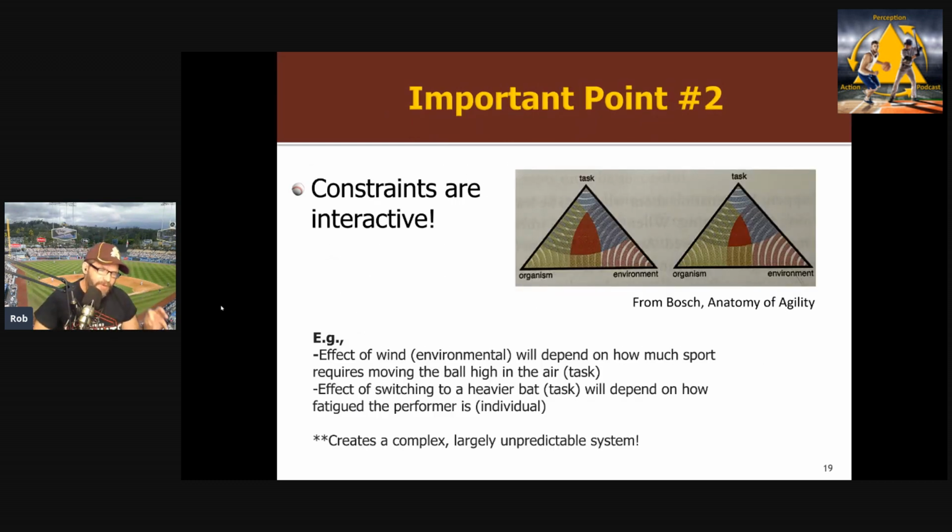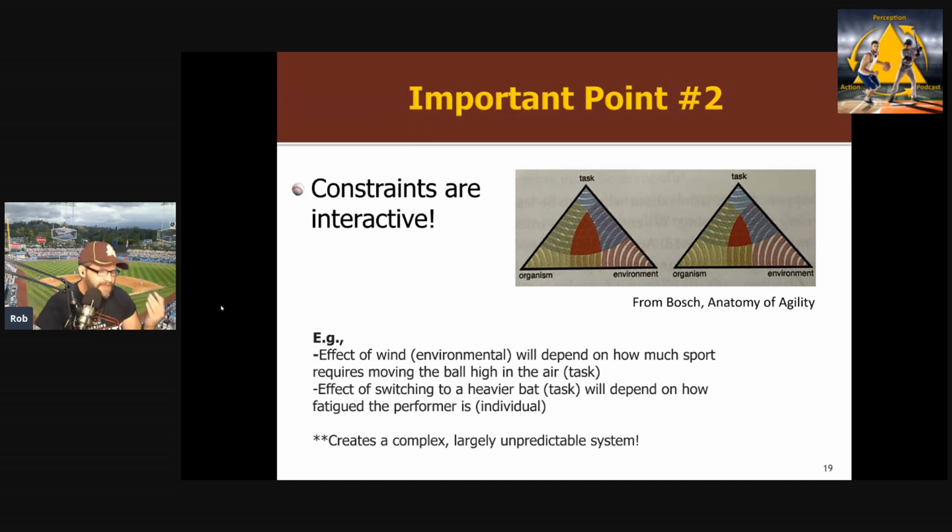Another critical point to understand about constraints, and for this I'm using a really nice figure I like from Franz Bosch from his book, is the idea that constraints interact with each other. The way Franz conceptualizes it in his diagram is that constraints are like dropping a pebble in a pond, and it sends out ripples. So you're sending out ripples from each corner of the triangle with the different constraints, and they're going to interact with each other to produce different patterns on the water.